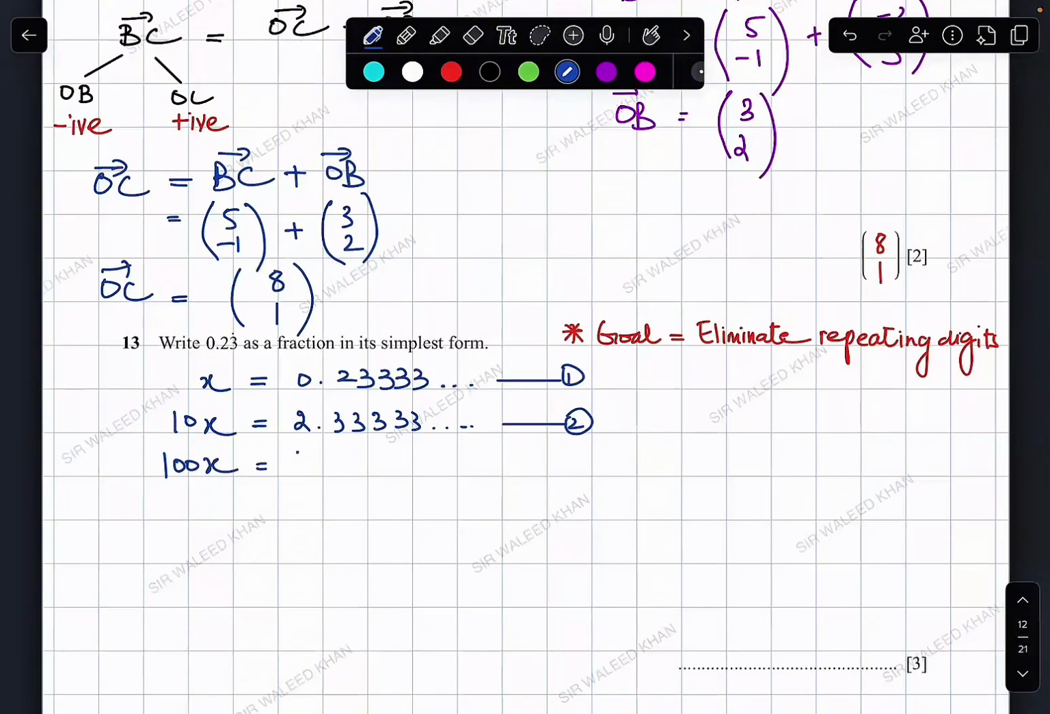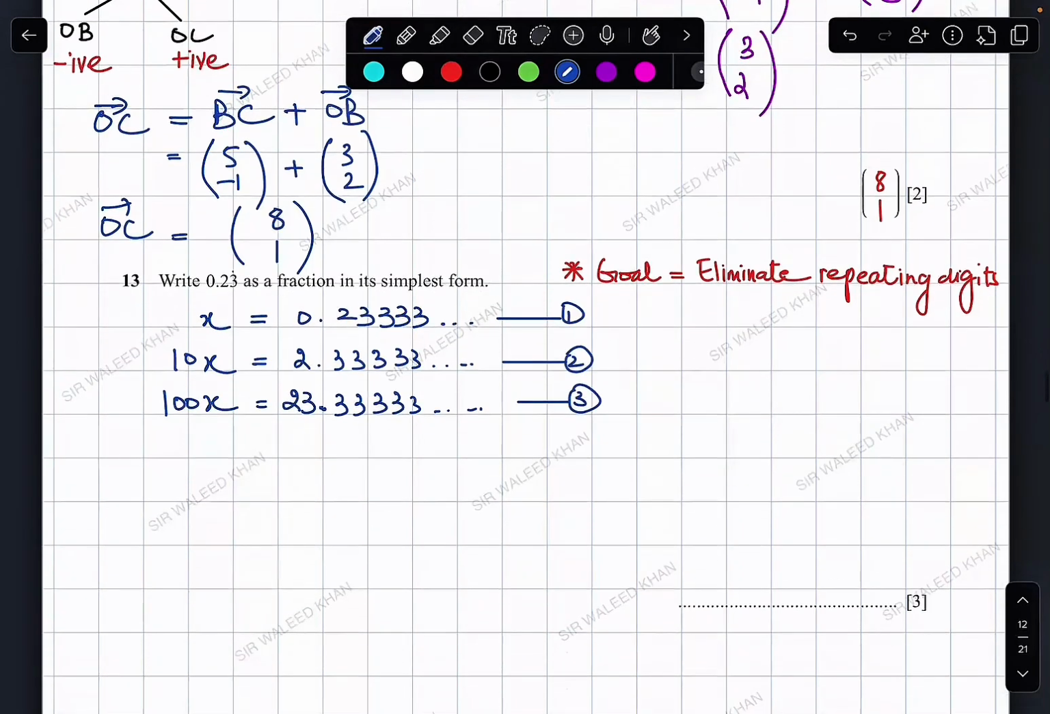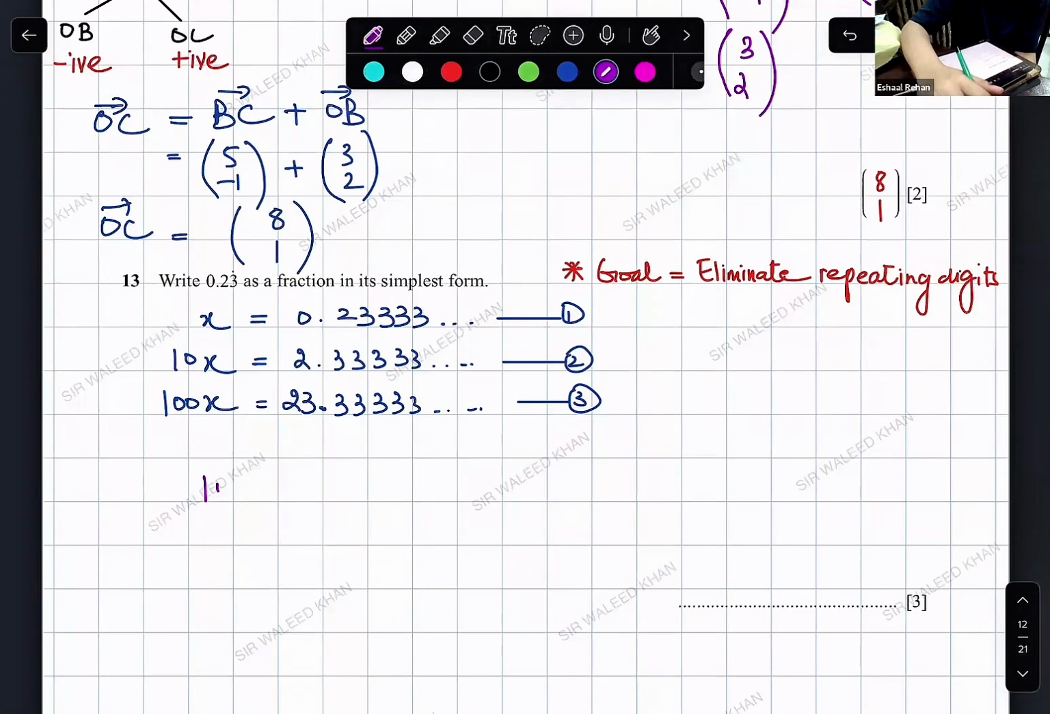So this will be 23, and you have to multiply the original 23.333. I can see which two equations will eliminate the recurring digits. The first, second, third, first, third, which one? Anyone? Second and third. Second and third.